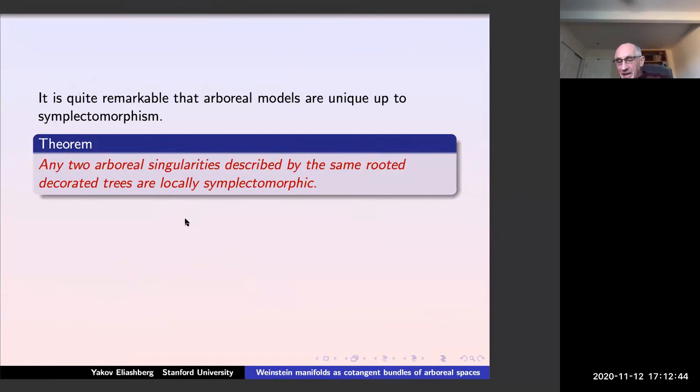There is a remarkable fact which, when we proved it, I really didn't expect to be true, and the proof is in fact not completely trivial. It turns out that all arboreal models are completely unique up to symplectomorphism. So there is no moduli or anything. As soon as you have the notation for the singularity, you know what it is, and you completely determine its symplectic structure up to symplectomorphism. There is no deformation, nothing. It's just a completely rigid object.